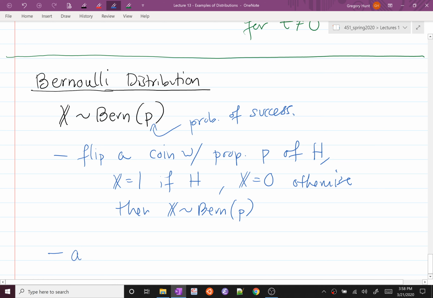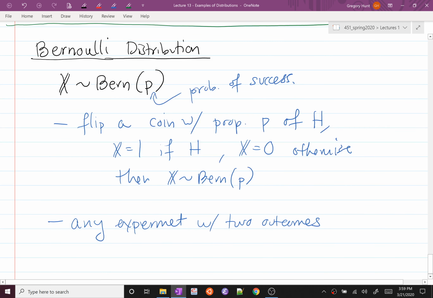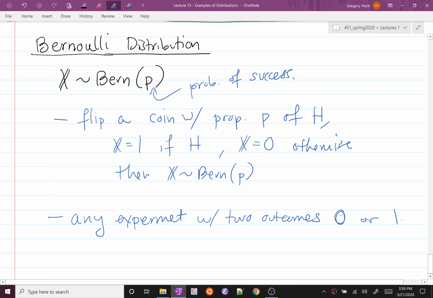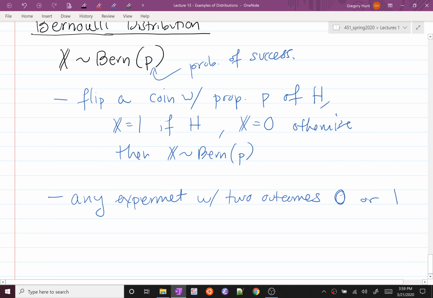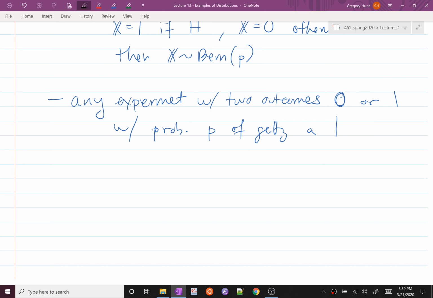But any kind of experiment with two outcomes, nominally denoted 0 or 1, success or failure, yes or no, whatever kind of binary choice you have, two outcomes 0 or 1, and with probability p of getting a 1, then anything that follows this, the outcome either 0 or 1, follows a Bernoulli distribution.